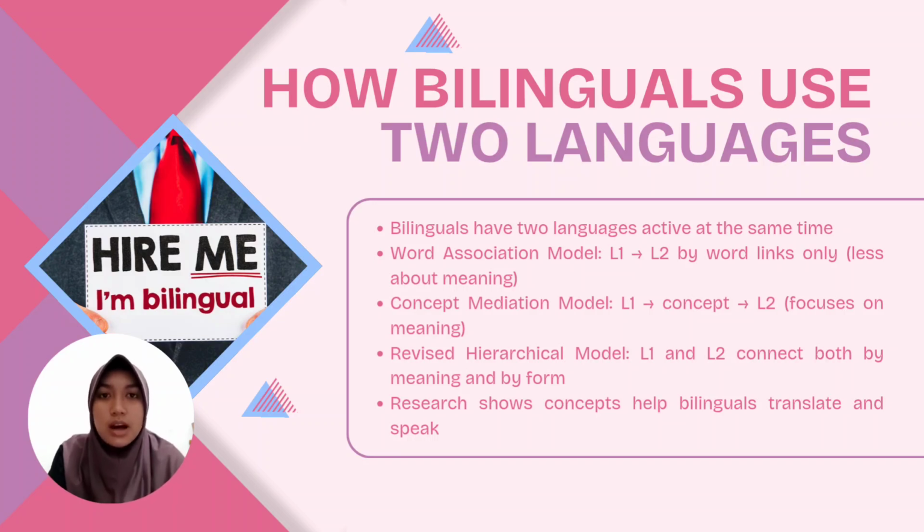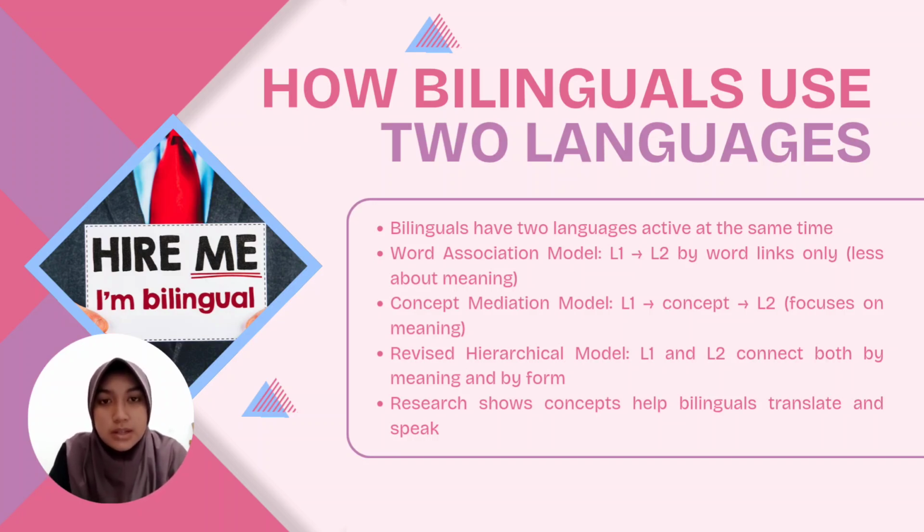First material is how bilinguals use two languages. First point, bilinguals have two languages active at the same time. Bilinguals don't turn one language off, both are always ready in the brain. Next point is the word association model. First language to second language by word links only, less about meaning. At first, learners connect new words to their first language without thinking much about meaning.